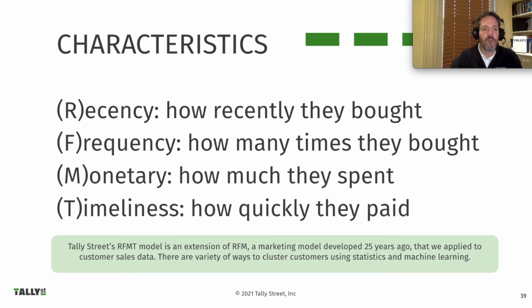timeliness. This model, the one that we use at Tally Street, we call RFMT. It's really an extension of RFM, which is a model that's been used for a while in the marketing world that looks at recency, frequency, and monetary. But we apply it to accounting data. So recency is how recently customers bought. So did they buy in the last month, the last 6 months, the last year?